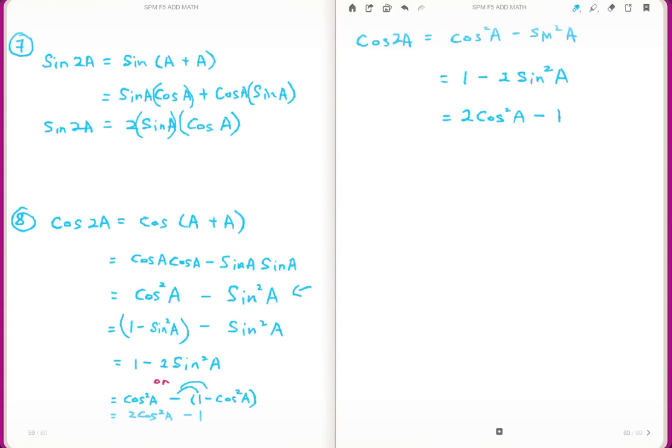Okay, let me give you an example. I think I'm going to have 3 parts for this chapter. So the second part of it will be identities and also the usage.